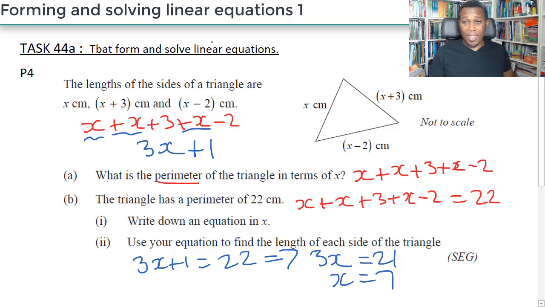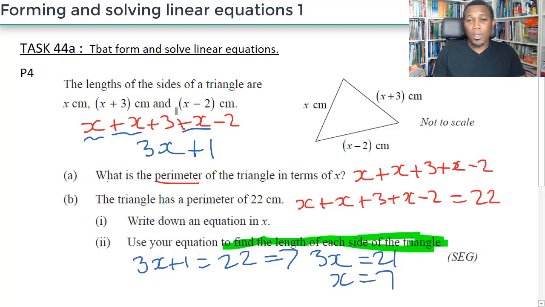Okay, let me just highlight that. The question is not asking you to find the value of x. It's saying find the length of each side of the triangle. I don't have space, so I'm going to do what you're actually allowed to do in the exam. And you can see we know x is 7, so that means that this side is 7 centimeters.